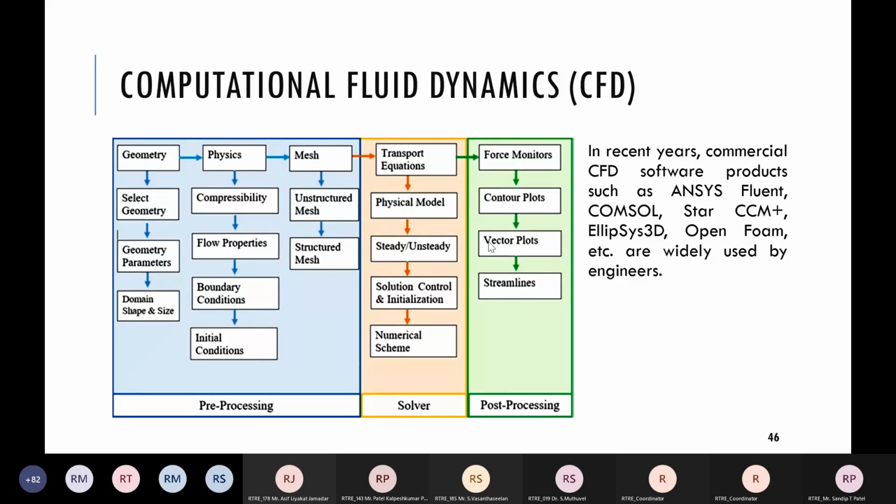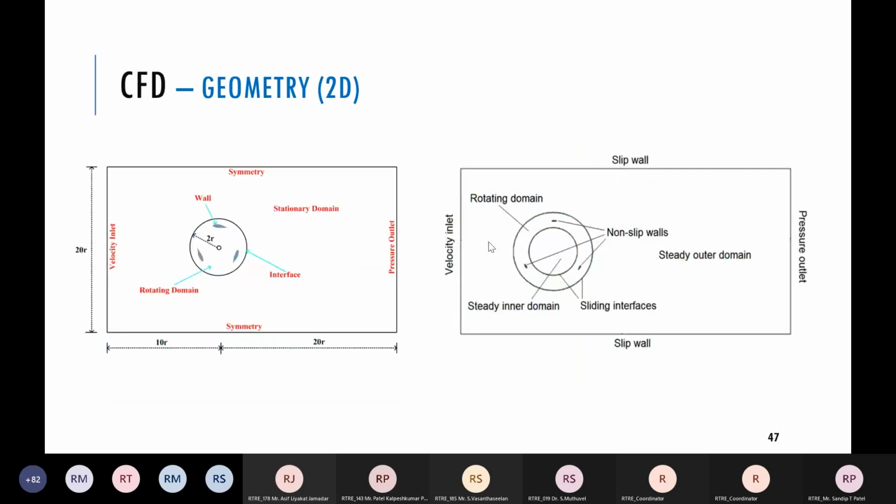So in the pre-processing stage, what we do is define the geometry, define the physics of the wind, and define the element shape, size, etc. We call it meshing. And in the solver stage, we apply the physical models. And finally, in post-processing, we obtain the results in the form which we want. Fine. So first we talk about the geometry. I'll only discuss the salient features of this one, which are not readily available.